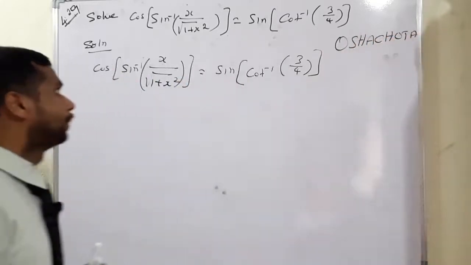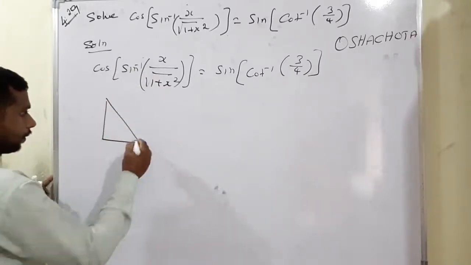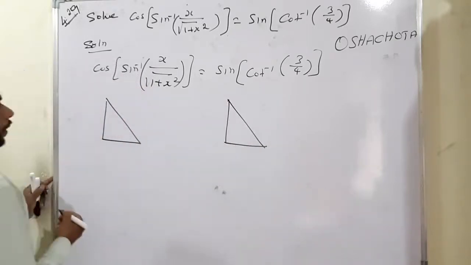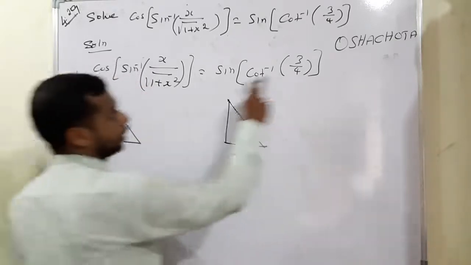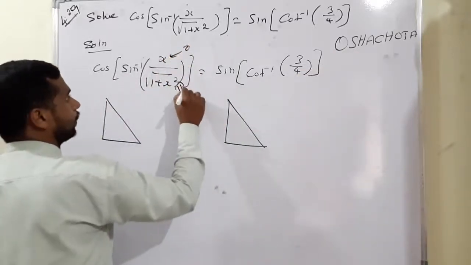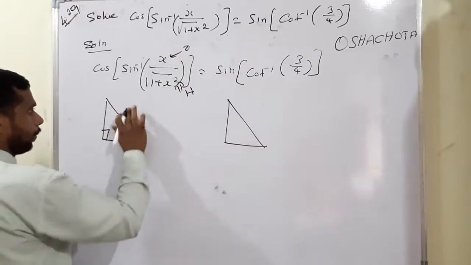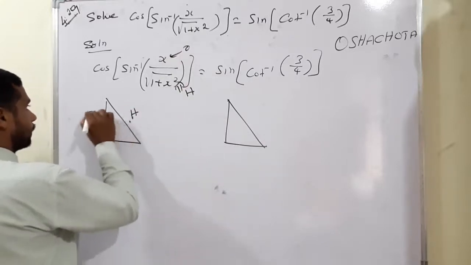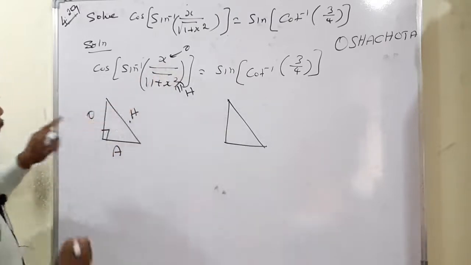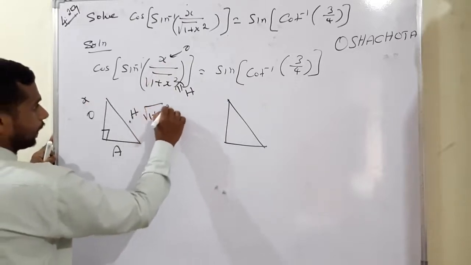So we have to draw a right angle triangle, isn't it? In a right angle triangle, what is the meaning of sine? Opposite divided by hypotenuse. This is called the hypotenuse, this is called the opposite, and this is the adjacent. Look there, the opposite value is x, the hypotenuse value is √(1+x²).